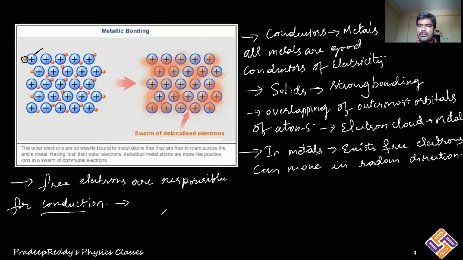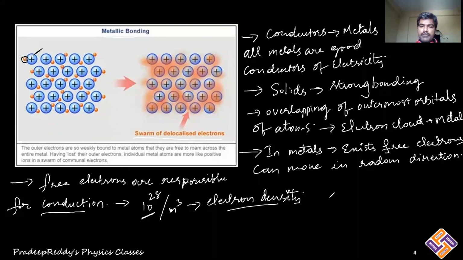for conduction. Usually in metals, there will be 10 power 28 electrons per 1 meter cube. This is called electron density. Usually for metals, in a region of 1 meter cube, there will be 10 power 28 electrons, and this is an approximate value. It can be even greater than that also. So electron density is of the order of 10 power 28 per meter cube in case of metals.